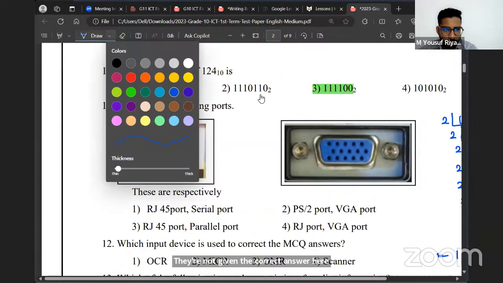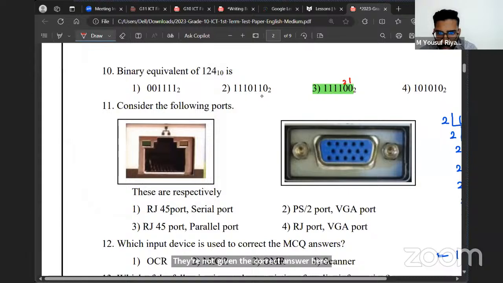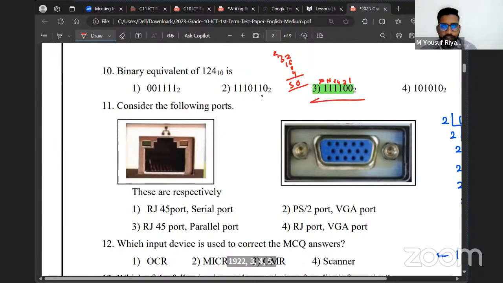Let me double check, is my answer correct? 1, 2, 4, 8, 16, 32. So 32 plus 16 plus 8 plus 4. 8 plus 4 is 12. 12 plus 16 is 28, plus 32 is 60. Exactly. The answer given here is 50. So technically they have a missing 1 there.